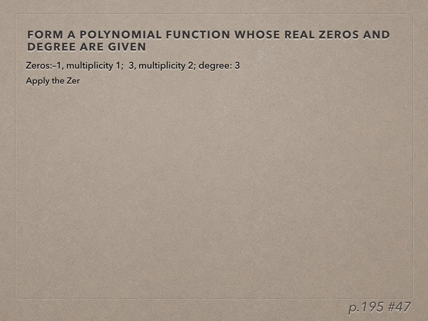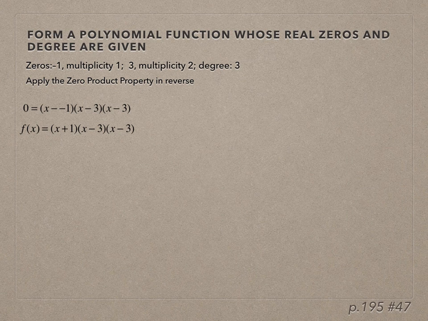So we will apply the zero product property in reverse, remembering that 0 will be the result of x minus -1 times x minus 3 times x minus 3. Notice the x minus 3 is there twice because of the multiplicity of 2. So f of x then is equal to x plus 1 times x minus 3 times x minus 3.